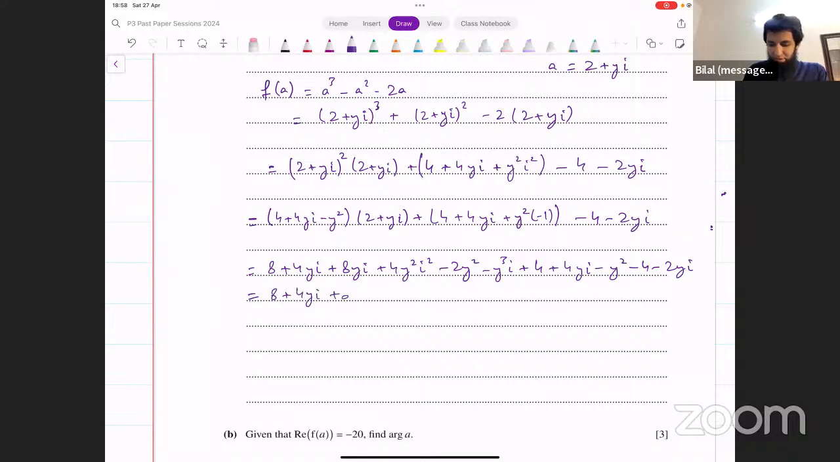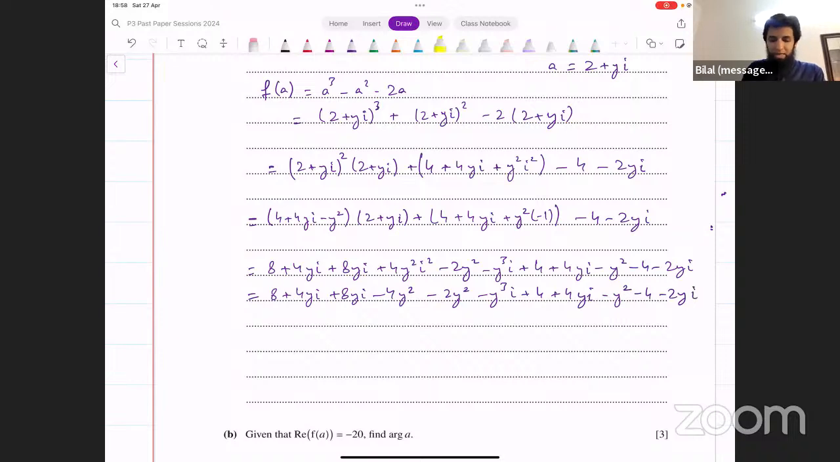Just write everything down first. Then iota squared is negative 1, so this becomes minus 4y squared. Then you have minus 2y squared minus y cube iota plus 4 plus 4y iota, minus y squared minus 4 minus 2y iota.